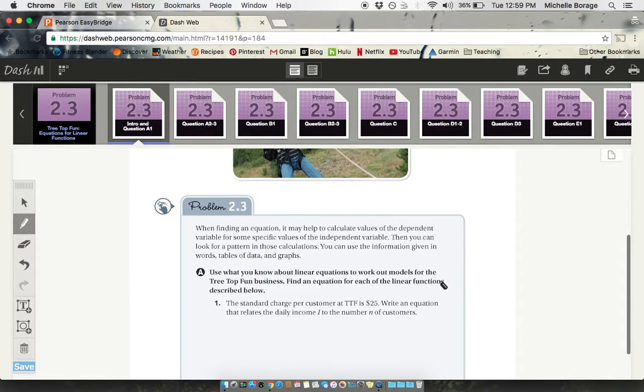So we're going to start 2.3a here. You can get A ready on your paper. It says when finding an equation, it may be helpful to calculate values of the dependent variable for some specific values of the independent variable. Then you can look for a pattern in those calculations. You can use the information given in words, tables of data, and graphs. So those are the three ways you're going to get information today. You might get it in words, I might give you a table, or you might get a graph, and you're going to have to use one of those three things to write an equation.